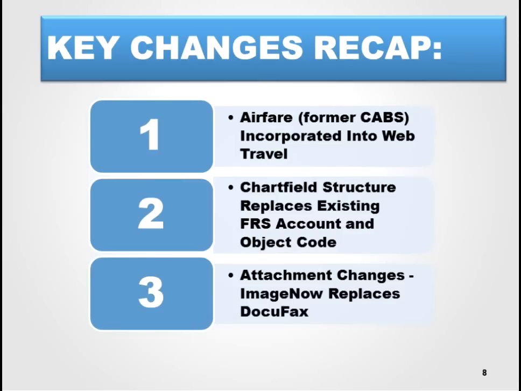The FRS 6-digit account number and the 4-digit object code have been replaced by the chart field string. If the departmental preparer enters the 6-digit department number and leaves the chart field string blank, the WebTravel system will route the document to that particular department's approver for them to enter the proper chart field string.